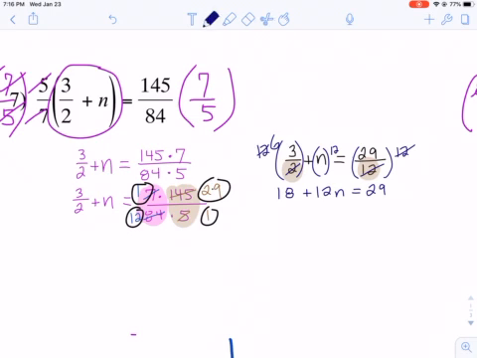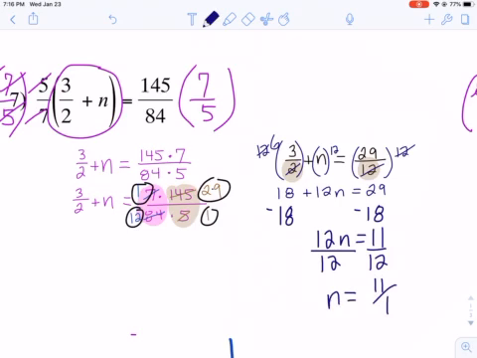So now it's a basic two-step equation. Just subtract 18 from each side. Then I get 12n = 11. I'm almost there. Divide each side by 12. And I get myself my answer, which is n = 11/12.